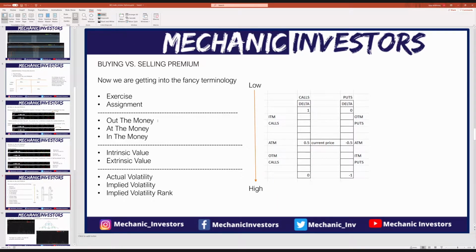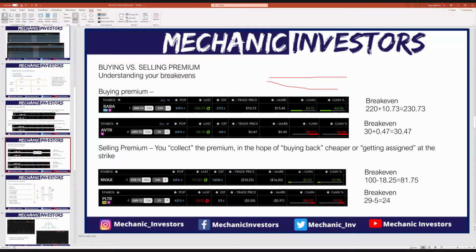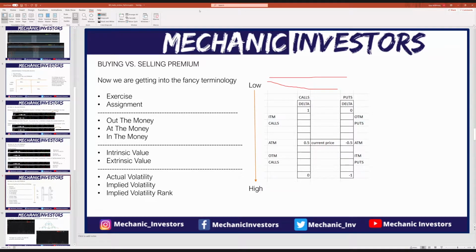Then moving on to some terminology, right? Now we are getting into some fancy terminology. We are getting into words like exercise, assignment, and also if you listen to any of the options presentations, you will hear at the money, out of the money, in the money. Then other terms are intrinsic value, extrinsic value, actual volatility, implied volatility rank. Again, lots of terms are going to be thrown in, but as long as you understand some of the basics, you can kind of go from there.